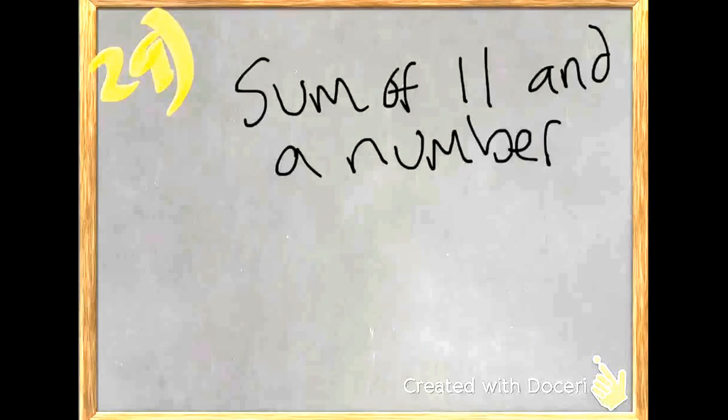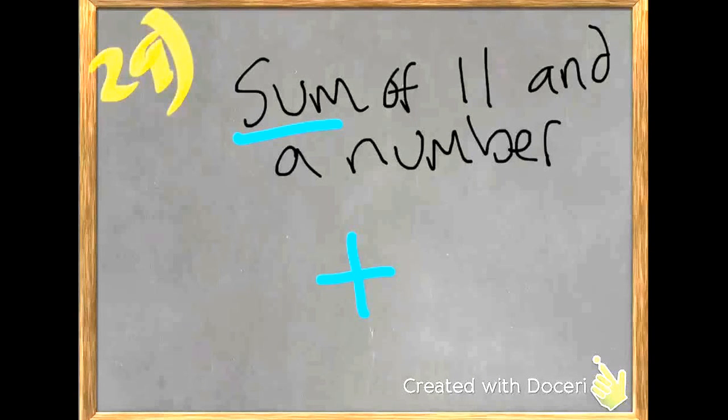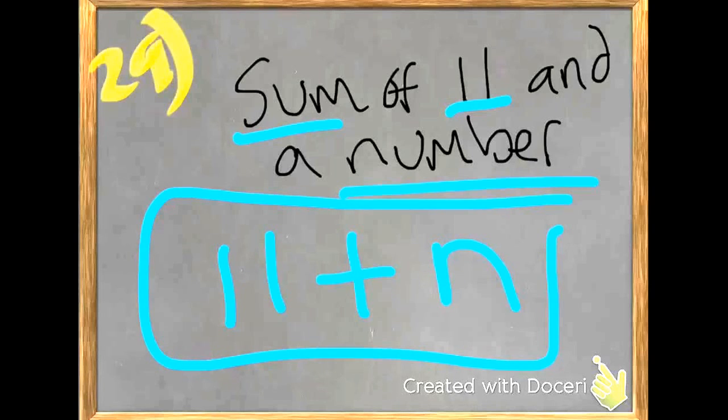All right, now we're translating, because part of this competency was to write expressions. So we're translating from English to math. Sum is the answer when we add. And we're adding 11 and a number. And the number, we don't know what it is, so we're going to call it n, we could call it x, we could call it p, whatever you want to call it.